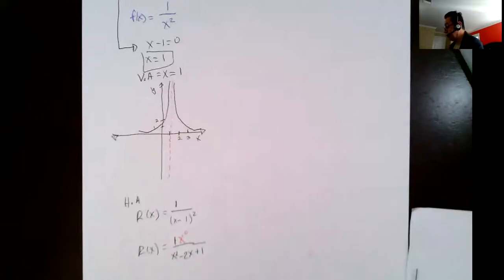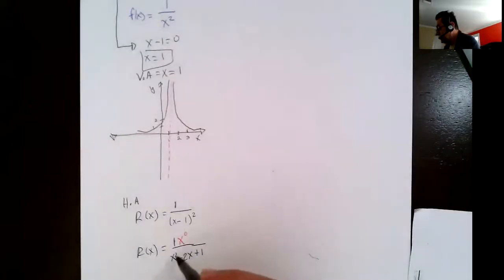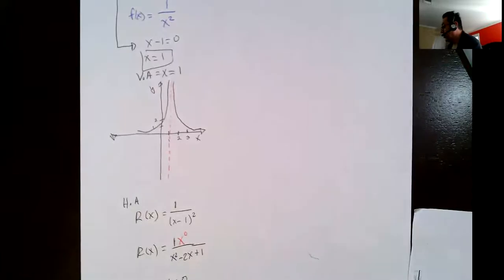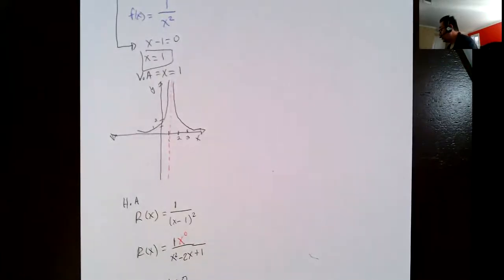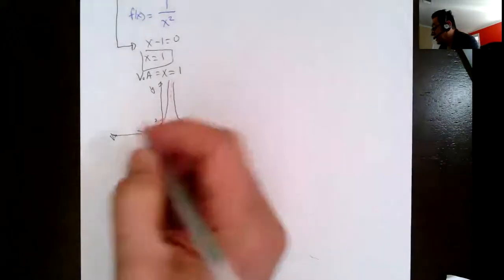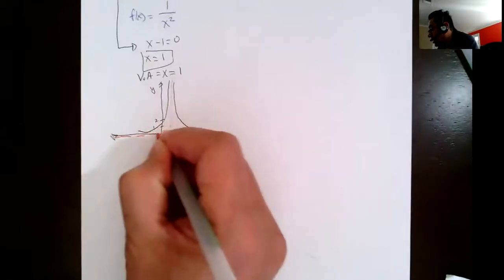So here, again, since the degree of the denominator is larger than the degree of the numerator, the horizontal asymptote is y equals 0. So I'm going to draw the horizontal asymptote here on the graph. And it's going to be right here, by the way, right there, on the x-axis.